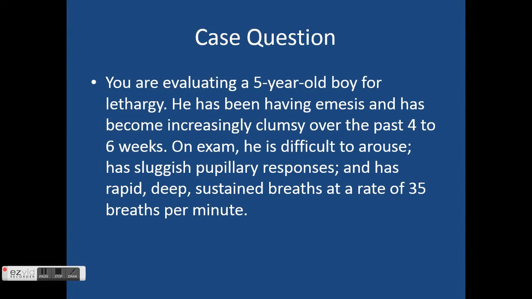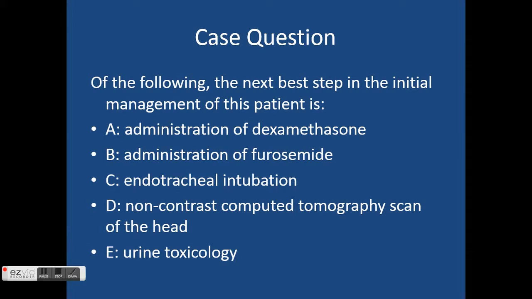Next question, you are evaluating a 5-year-old boy for lethargy. He has been having emesis and becoming increasingly clumsy over the past 4 to 6 weeks. On exam, he's difficult to arouse. He has sluggish pupillary responses and has rapid, deep, sustained breaths at a rate of about 35 breaths per minute. Of the following, the next best step in initial management of this patient is: A, administration of dexamethasone; B, administration of furosemide, which is Lasix; C, endotracheal intubation; D, non-contrast CT scan of the head; or E, urine toxicology.